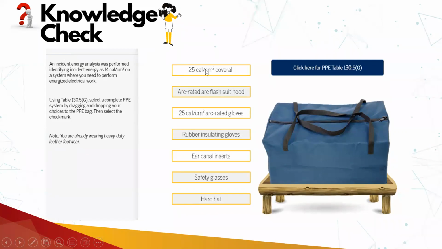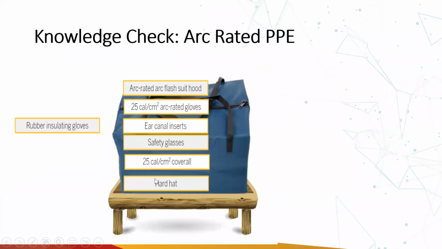You are going to find, okay, 25 cal per centimeter squared coverall is required. Arc-rated suit hood is required. Arc-rated gloves are required. Rubber insulating gloves: what will I do with rubber insulating gloves when I have arc-rated gloves with me? Rubber insulating gloves are for shock protection, so this is not required. Ear canal inserts are required if there is some blast. Safety glasses are required, hard hat is required. So all the PPE is required except for rubber insulating gloves.